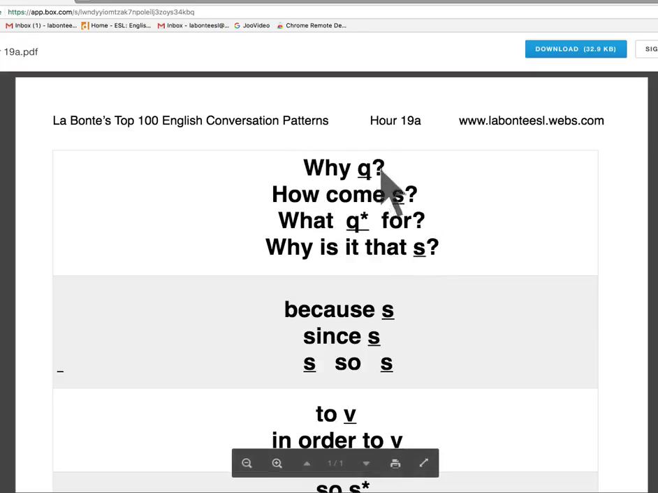I give them this sentence. Why does he like you? How come he likes you? Why do you want to go? How come you want to go? Why did she have to go? How come she had to go? Go through a couple of those.